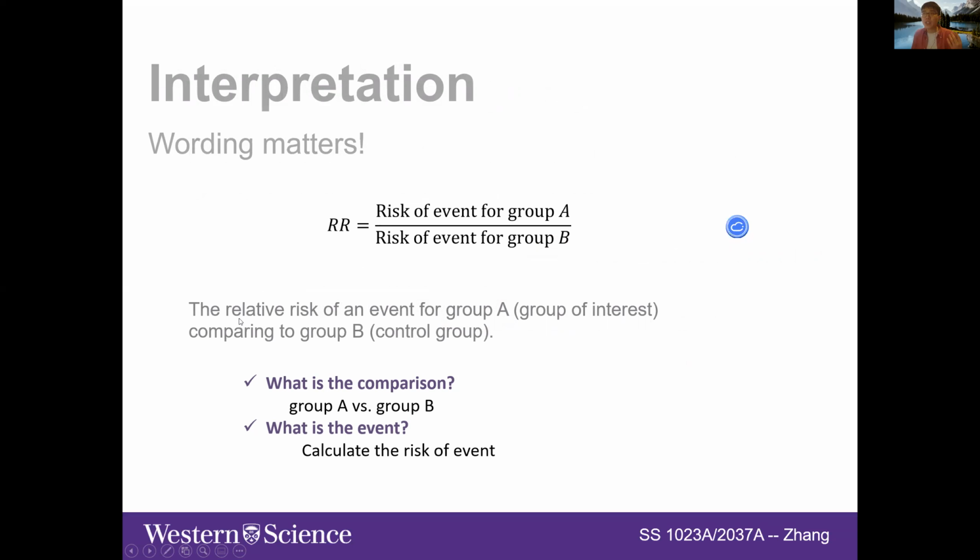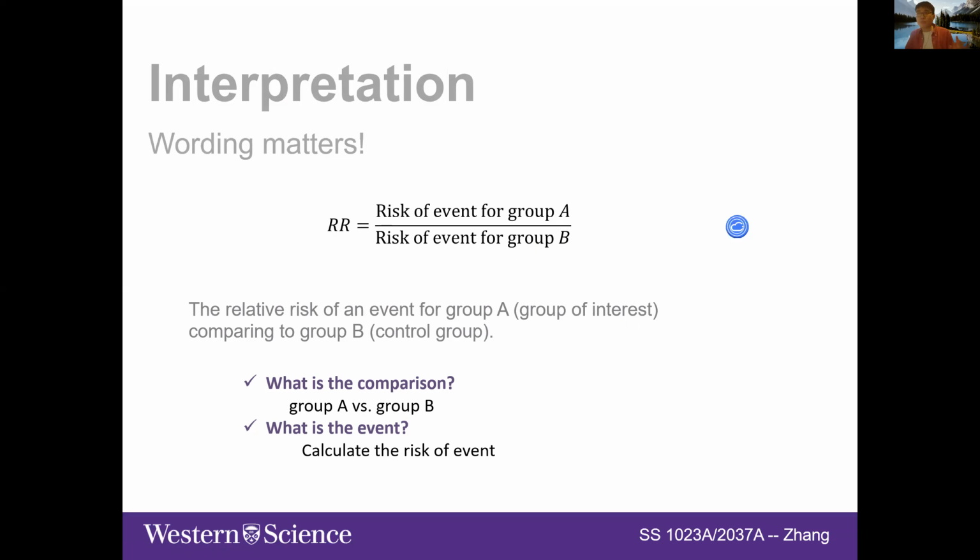It is interpreted as the relative risk of an event for group A, which is the group of interest, compared to group B, which is our control group. The interpretation of this relative risk is not too bad, but the difficult part is, if I give you some statement, can you construct the relative risk according to the statement? That's a little bit tricky because the wording is kind of twisted, and the wording itself does matter in creating this relative risk.